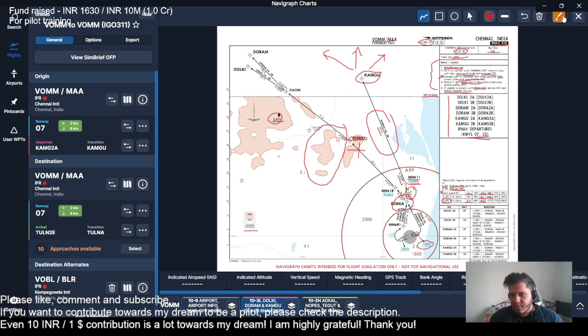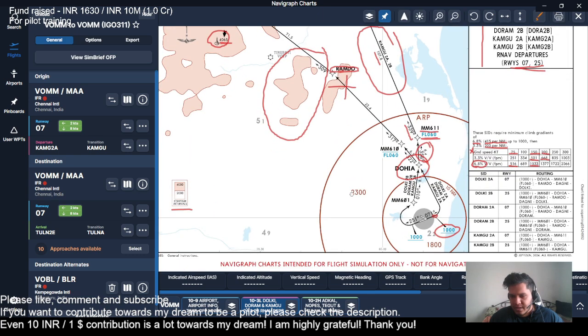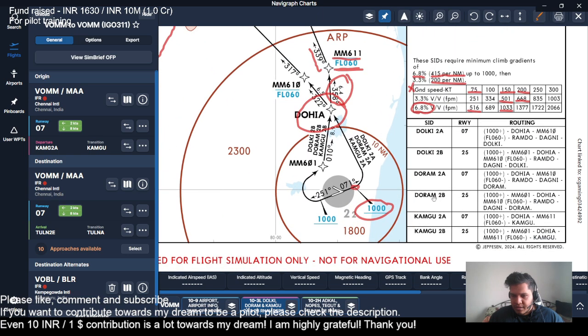Just one last thing. You can see also here the route is written. You can also cross verify it in your MCDU. So we have Kamgu 2 Alpha departure. So after climbing 1000 plus feet, we will be proceeding direct to Dohia. Then Mike 611, which will be below flight level 60. Then Kamgu. That's all. And there are other SID routings as well.